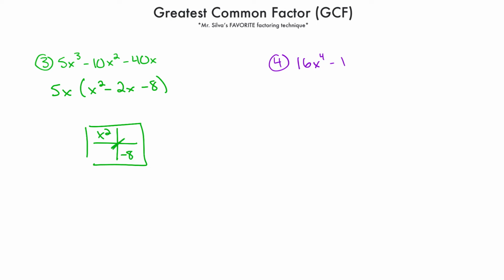Numbers that multiply to give me x squared are x and x. Numbers that multiply to give me 8 but have a difference of 2, it's 4 and 2. So that'll give me a 4x and a 2x. Those two will combine to get me that negative 2x as long as the 4x is negative and the 2x is positive. So I need a plus 2 and a minus 4. I'm going to make a mistake on this next step. I want to see if you can catch it. So my answer is x minus 4 times x plus 2.